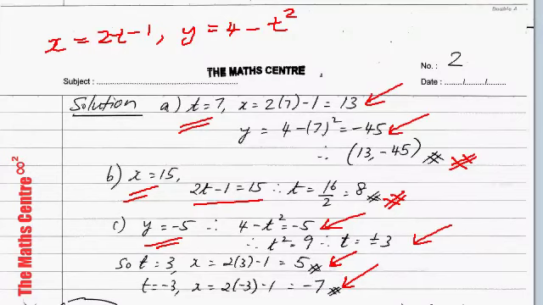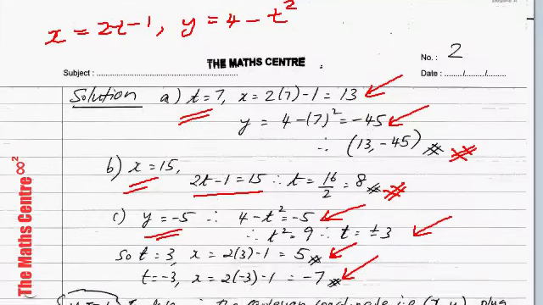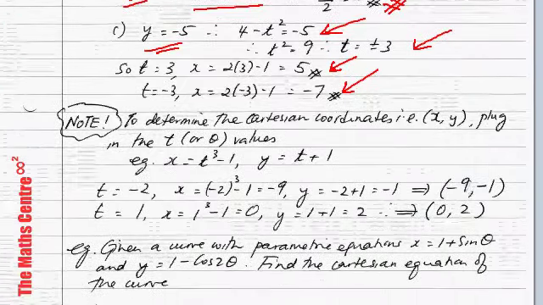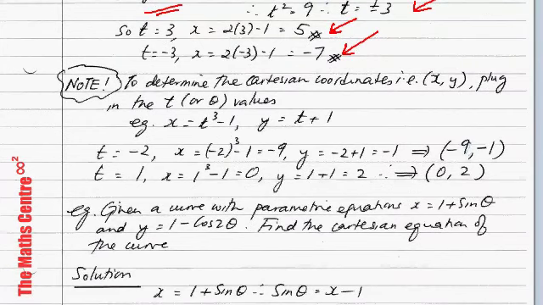Okay, let's look at the note that I have written. To determine the Cartesian coordinates, this is important, yeah? To determine the Cartesian coordinates, that is x and y coordinates, plug in the value of t or theta given. Again, frequently we have to determine the Cartesian coordinates, that is the values of x and y, and what we have to do is plug in the t values, or if they're given as theta, we have to plug in the theta values.